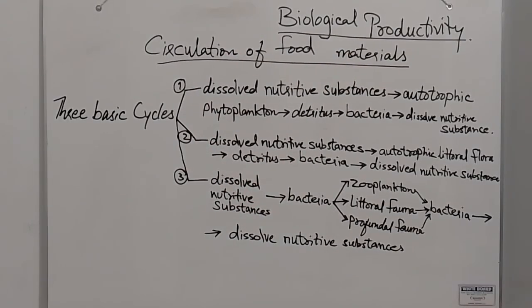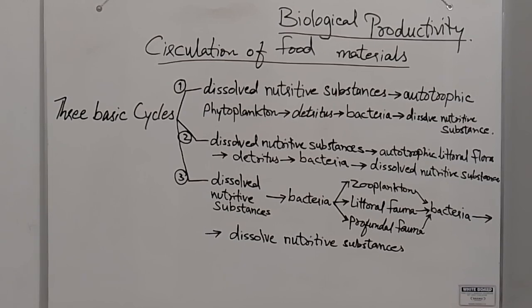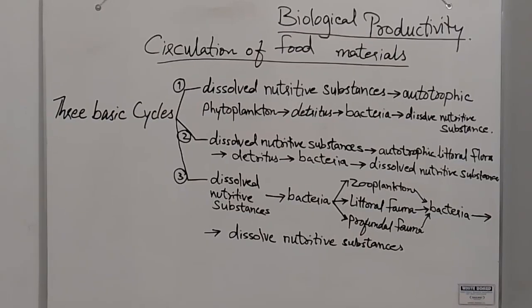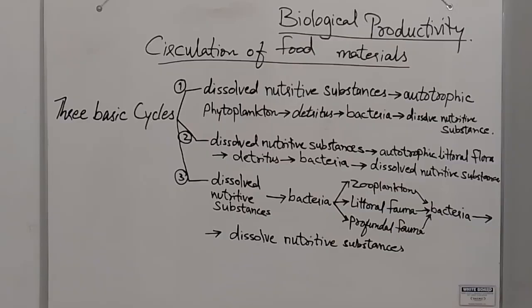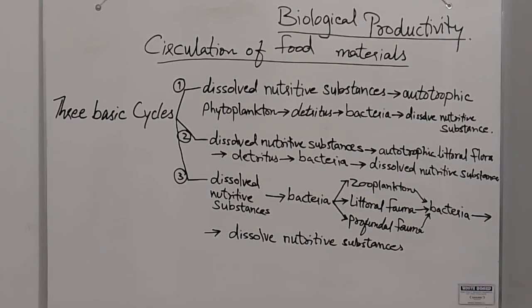But the rate and quantity of this circulation is not the same. It depends on the whole system in different lakes, and number two, on the different cycles within the same lake. It means this will depend on the different conditions, on which type of cycle is present in that lake. So this is all about the circulation of food material.